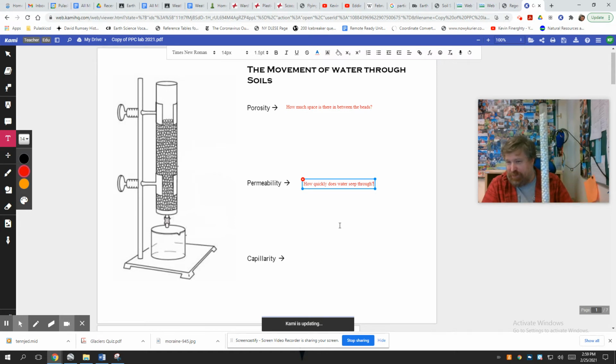Okay, that I bet you can figure out a way. If you sat here and thought about it for a minute, can I test the speed at which water goes down through these beads? Yeah, I could figure that out. What couple things would I have to measure to figure that out?